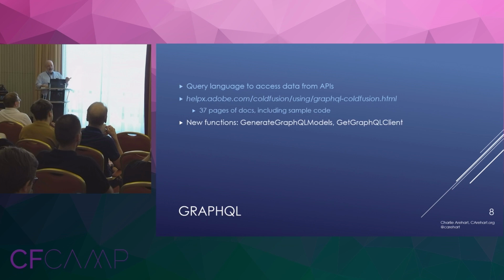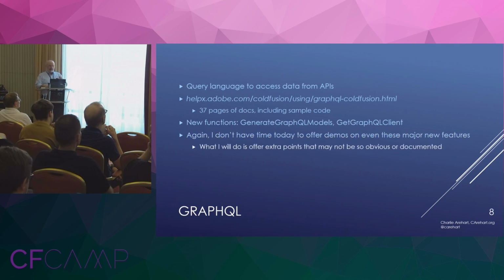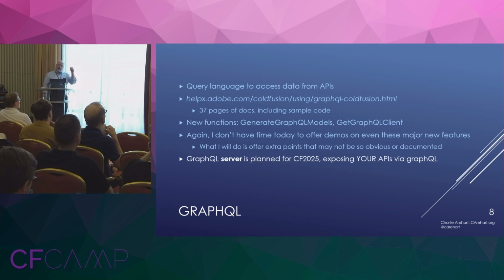There are new functions related to it in CFML functions, so these two are related to that. And again, I don't have time to demo it, so I'm just going to show it to you. And along the way, I'll give you some extra points that may not be obvious. For instance, some people would ask, hey, I want to serve my APIs via GraphQL. Well, they say they're planning for that in CF 2025. And they said that back in like April or something. And then in the last couple of weeks, they announced that they're going to yearly releases. So there is seemingly going to be a CF 2024. So maybe this will come out in CF 2024 now that they've announced that. We'll see.